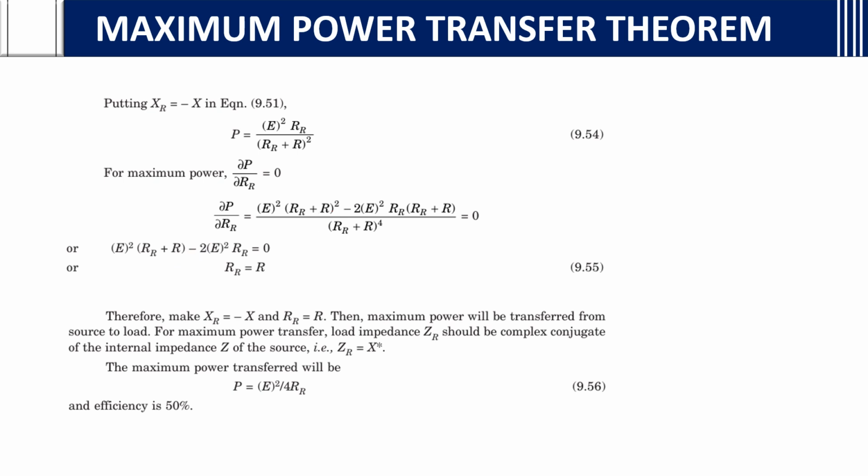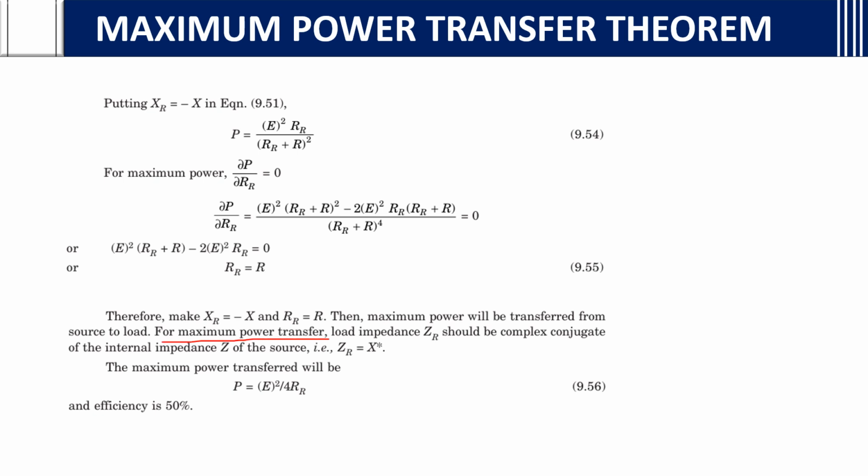After getting rr equals to r, we can make a conclusion therefore that xr is equals to minus x and rr is equals to r. That is, load resistance and the source resistance are equal, and load reactance is equal to the opposite sign of the source reactance. That is the conclusion we got. If these conditions happen, then the maximum power will be transferred from source to load.